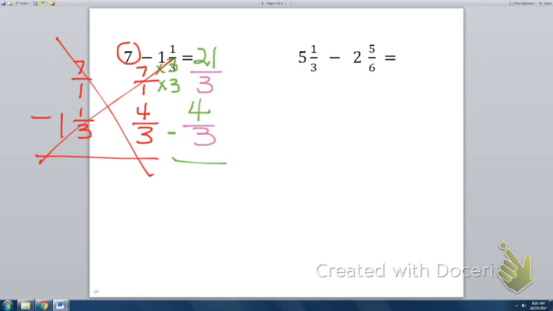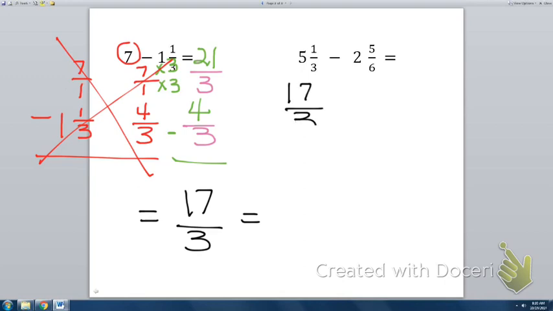So I have a common denominator of 3. I'm good. And the top number is larger than the bottom number, so we're good to subtract. I'll put 3 as my common denominator, and 4 from 21 is 17, and that is an improper fraction.